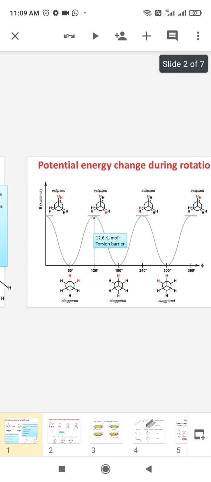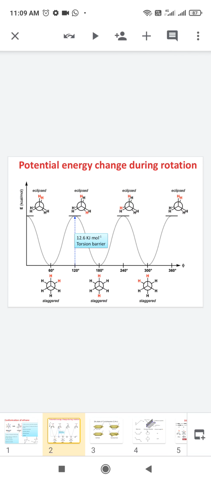Now, we are moving into the potential energy level diagram for the conformations of ethane. Here we can see that we are just starting from the eclipsed conformation. That means the dihedral angle is 0 and each hydrogen atom is just behind the other. See, the red hydrogen is just behind the other red hydrogen, and if you rotate by 60 degrees, you can see the angle of rotation on the x-axis and the energy on the y-axis.